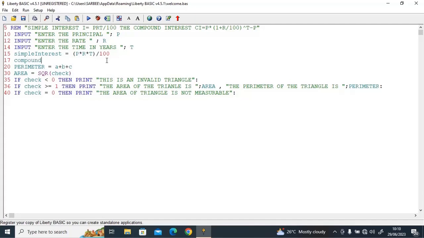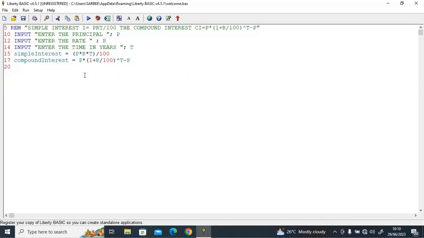Compound interest equals to, so we apply this formula there. Can I just copy and paste this thing? Copy and paste this to save time. Time is very important. Ctrl V. I think this is right like this, no problem. It should work. So let's print the simple interest. We don't need all this. Now I've deleted those things.